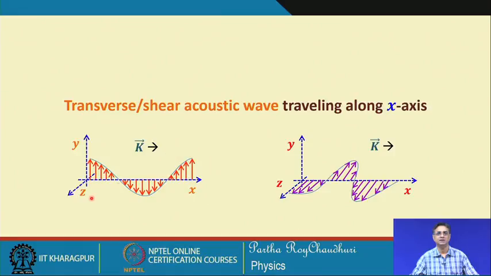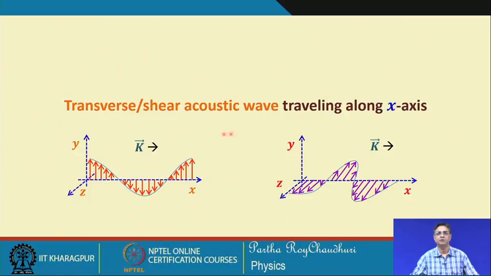So, this is the second part. The first part was that the wave was traveling in the longitudinal direction, and now the wave is traveling as the transverse acoustic wave, that is a shear wave. So, the medium is now compressed and rarefied only in the transverse direction. The particles are now vibrating along this direction.